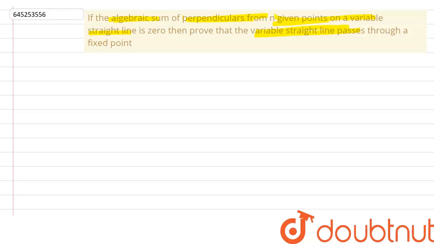Now for our question, we are given the sum of perpendiculars from n given points. What are the given points here? Let us take (xi, yi) as the points where i goes from 1 to n. Now these are our n points, and let us assume a variable straight line. Let us take the equation of the straight line to be ax plus by equal to 1.